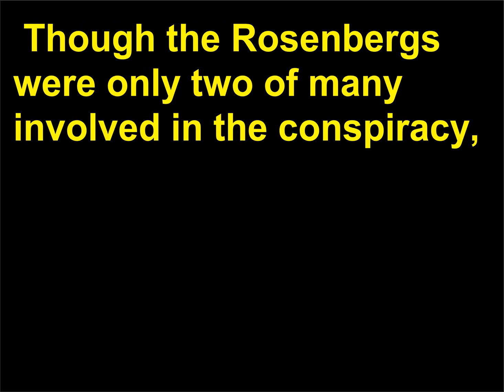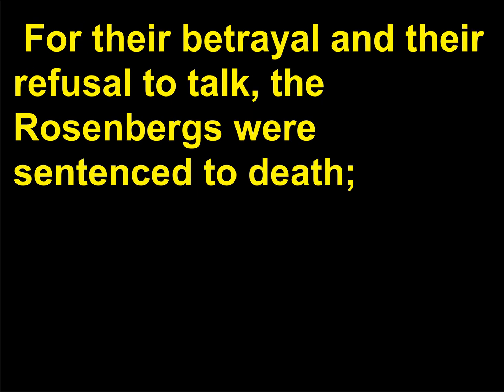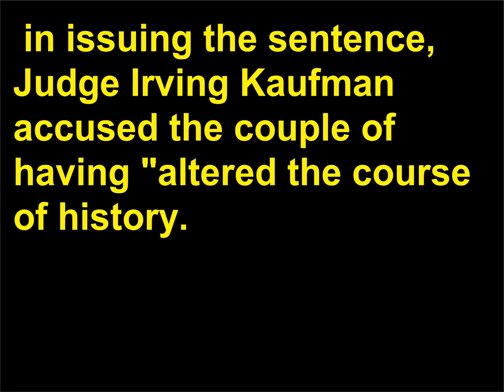Though the Rosenbergs were only two of many involved in the conspiracy, theirs was the heaviest of the punishments handed down in the cases against the spy ring. For their betrayal and their refusal to talk, the Rosenbergs were sentenced to death. In issuing the sentence, Judge Irving Kaufman accused the couple of having altered the course of history.